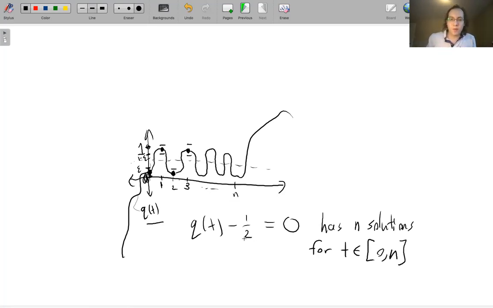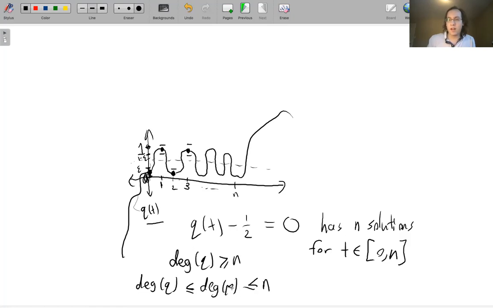Okay, so this polynomial Q of t minus a half has n zeros. If it has n zeros, then its degree has to be at least n. So we actually have that deg Q is at least n. But we also know that deg Q is at most deg P. And it turns out the degree of any approximating polynomial is at most n.